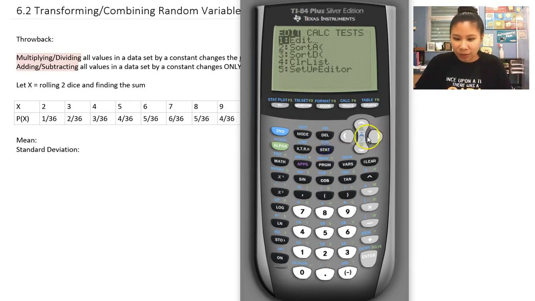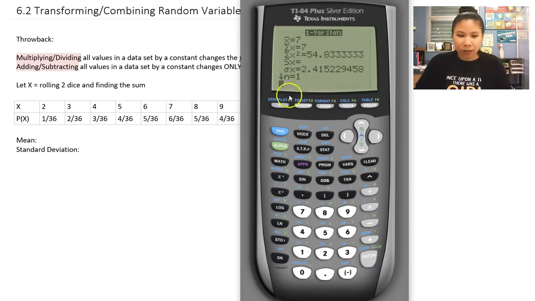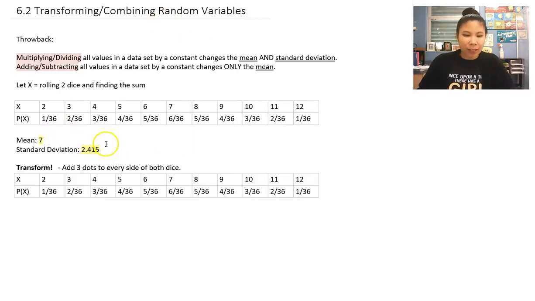So going into stat, go over to calc, one variable stats. Remember our x values are in L1, frequency list is L2. Hit enter. Okay, so we get a mean of 7, which means in the long run, if we rolled 2 dice a bunch of times, the average sum that we would roll is 7, with a standard deviation of 2.415. So we're typically off from the mean by 2.415. Okay, so if we have that mean and standard deviation, let's try to transform our data values now.